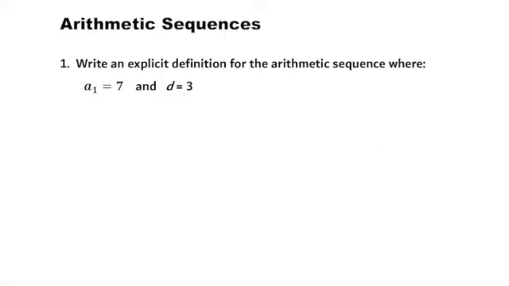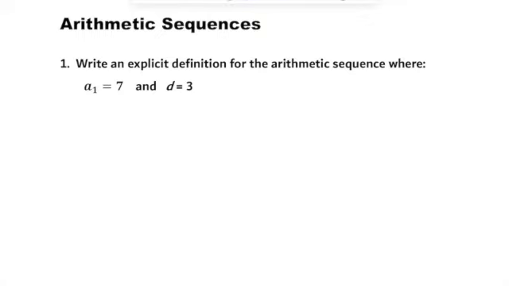And an arithmetic sequence, as you hopefully know if you're watching this video, is a sequence in which the terms are a common difference apart. In other words, they increase or decrease by the same amount each time in a linear fashion. So in this problem here, we're asked to write an explicit definition for the arithmetic sequence where a sub 1 is 7. The first term is 7, and d, the common difference, is 3.